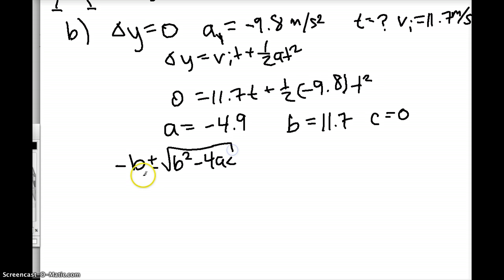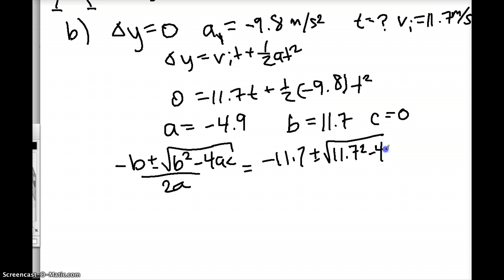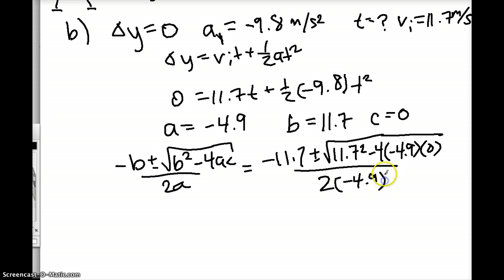Minus 4ac all over 2a. And this is going to be negative 11.7 plus or minus the square root of 11.7 squared minus 4, negative 4.9, and 0, and this is all over 2 times negative 4.9. You'll notice that because this term is being multiplied by 0, we're just going to be left with the square root of 11.7 squared.